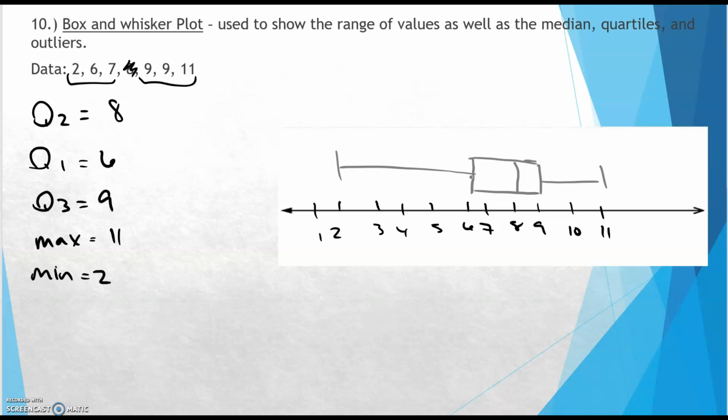Now, 25% of your data is going to be in each of these little sections here. So 25% here, here, here, and here. So that's the first 25%, second 25%, third 25%, and fourth 25%. Add all those up, that gives you 100%.